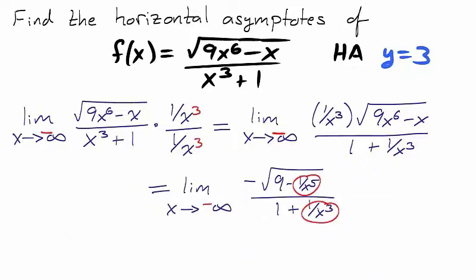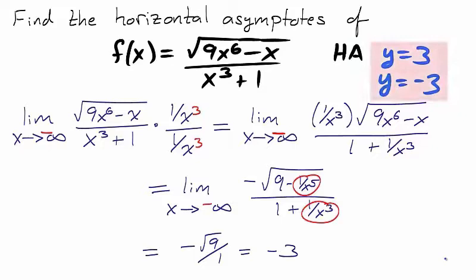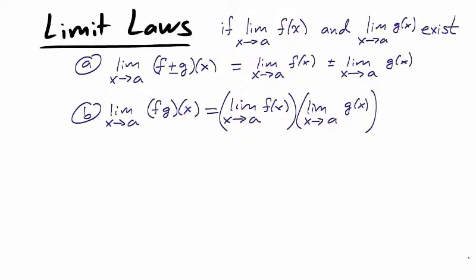The red expressions approach 0 as x approaches infinity. Therefore, the limit as x approaches negative infinity of the function is -3. Therefore, the function has two horizontal asymptotes, one at y equals 3 and another at y equals -3.